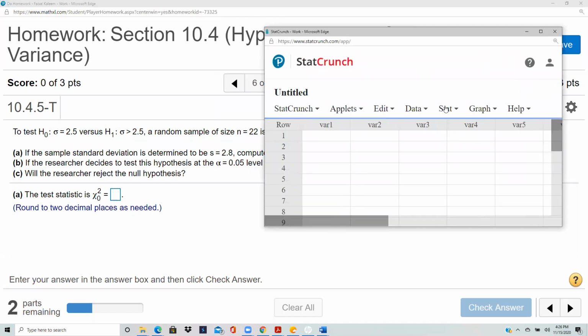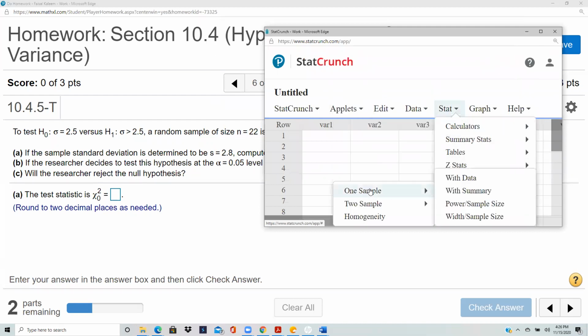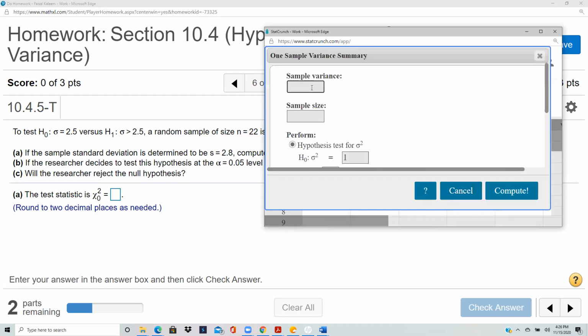Okay, so Stat, Variance stats, One sample, Summary. And we need the sample variance here. They give us the sample standard deviation, 2.8, so you square it. The square of 2.8 is 7.84. And the sample size is 22.